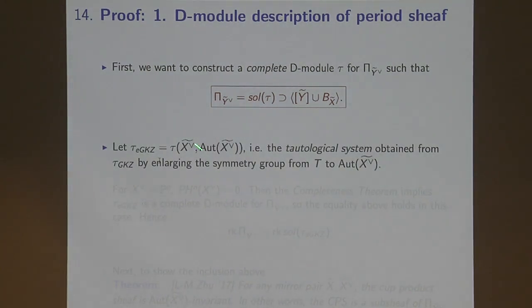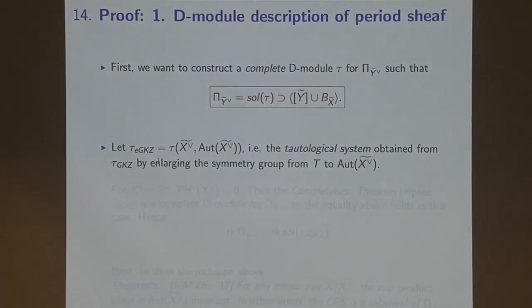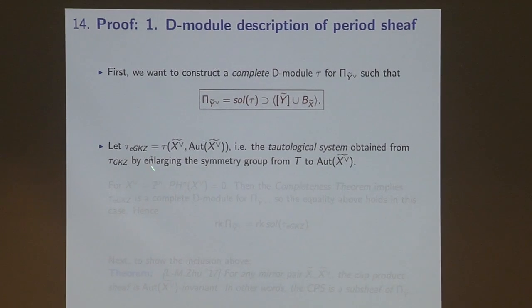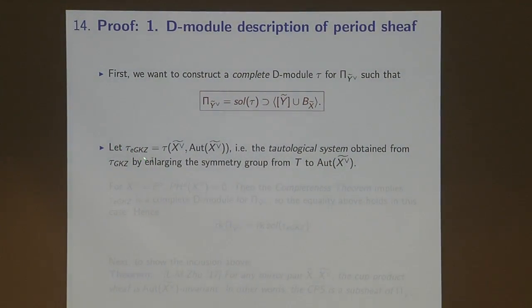All right, and this step turns out to be not too hard, and it's been dealt with very recently. So it turns out that you can now modify the GKZ system by replacing the torus by the full automorphism group, which I call Aut here. So the tautological system still makes sense. All you're doing is you enlarge the symmetry group. And I'll call the enlarged system tau E GKZ, for extended GKZ.